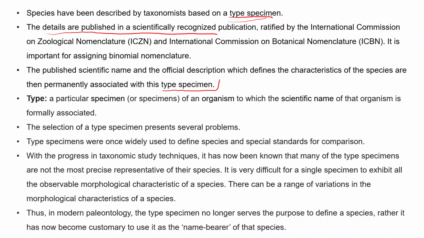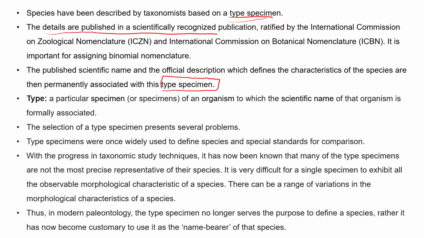So once an author or a scientist or a geologist or a paleontologist designates a type specimen and defines the morphological characteristics of that particular taxon or species using that type specimen, then the descriptions will never be changed. Those who are reading and studying paleontology must have seen that the names of authors are written after the name of the species.